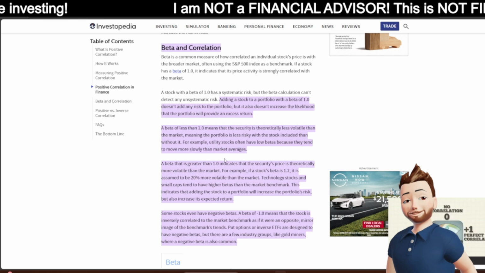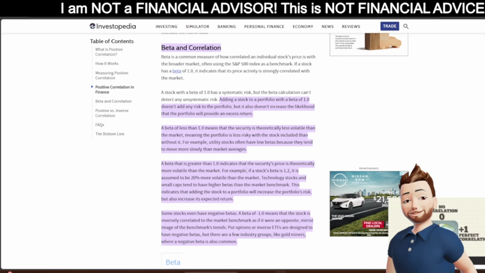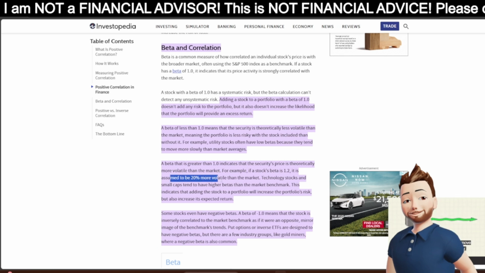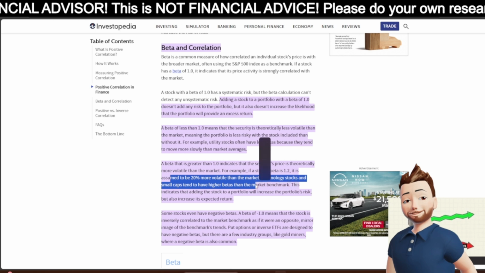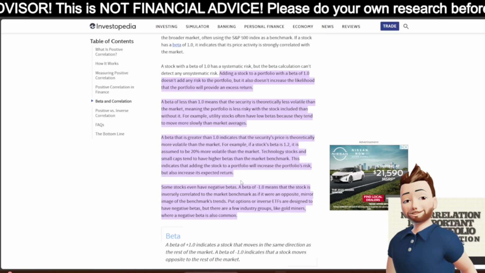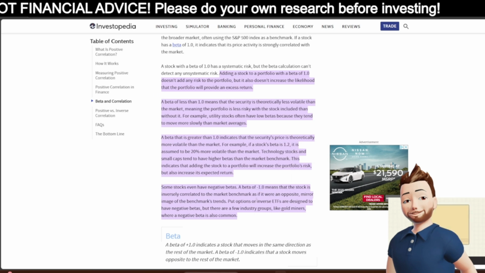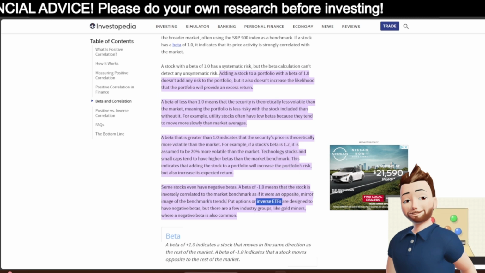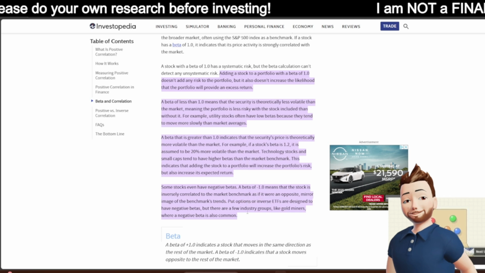But again, a beta greater than 1 indicates the security's price is theoretically more volatile than the market. For example, if it's 1.2, then we assume it's 20% more volatile than the market. Technology stocks and small caps have higher betas compared to this, right? Some stocks even have a -1. Just like they have negative correlation, you have negative beta, which is focusing on those inverse ETFs. Put options have a negative beta. They go the opposite way of the market.